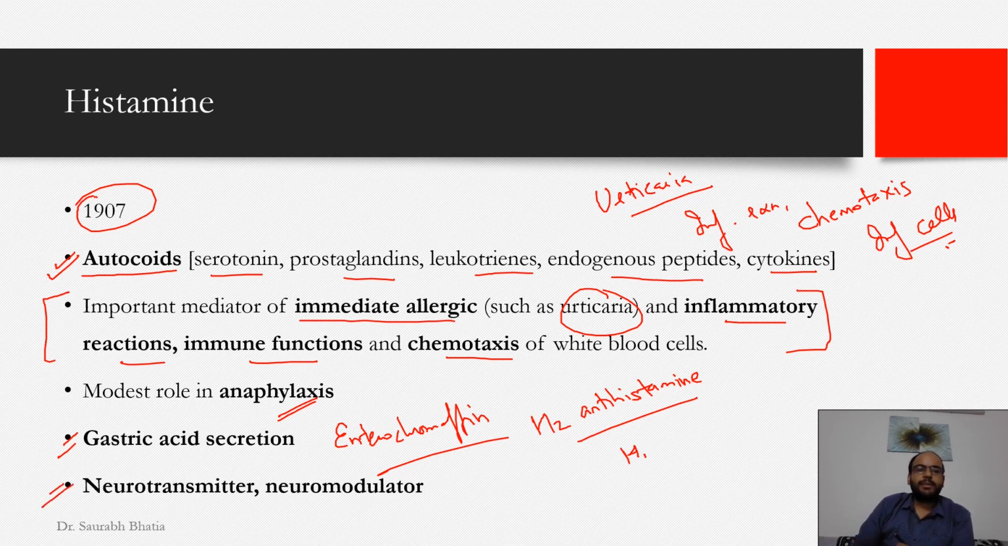Last, histamine also works as a neurotransmitter and neuromodulator. Now histamine goes inside the brain and it acts as a stimulant. So when you use antihistamine, this action of histamine is not there, and that is why you have sedation with antihistamine. Okay, so you have increased sleepiness with antihistamine because histamine itself is a neurotransmitter, a neuromodulator. When it goes inside the brain, it works as a stimulant. Okay, let's move ahead.